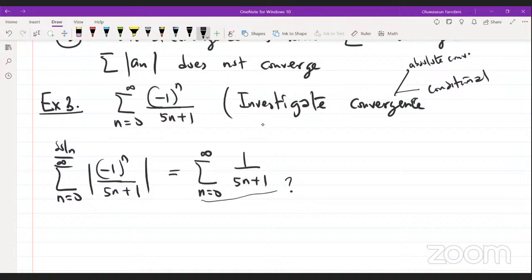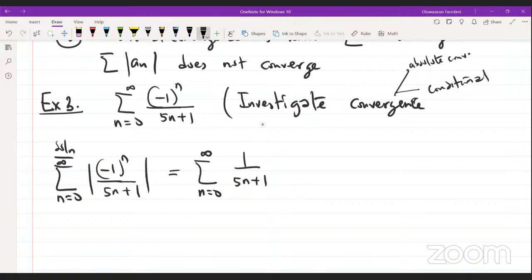Which of the previous tests do we use? Can we go ahead and use the test for divergence? Not quite. Because if you use the test for divergence here, the limit of this an in this case is going to be 0. If you have 0, it doesn't really tell you anything. That's inconclusive with respect to that test. But I can actually do the limit comparison test.